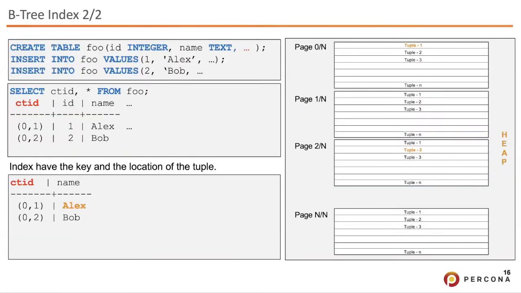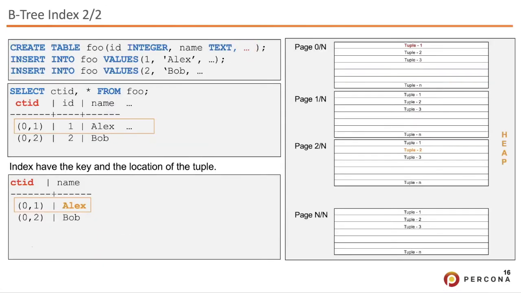So here, the same example, with the same information: create table foo, integer ID, text name, insert into foo, one, Alex, Bob. I have inserted almost the same information. And you see, I have created many columns, like Alex has one, Bob has hundreds of columns. So you have a table here which contains information like CTID, ID, name, and other columns and health information. So when I created our index, you can see where Alex is, and tuple 2 is the Bob, you can see Bob on the right side.